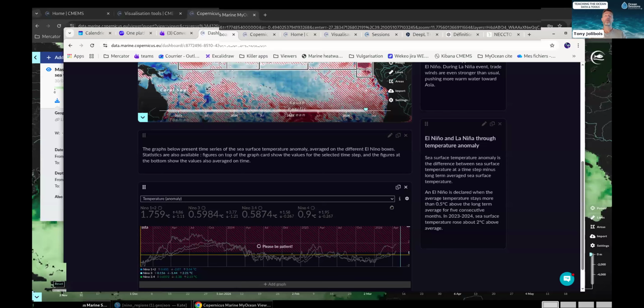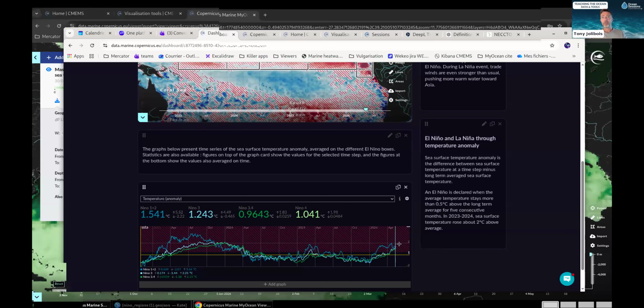I'll just click on the plus here to extend the time frame. So it computes the average on the several boxes. So it takes time. Then you see here the rise of the temperature anomaly.